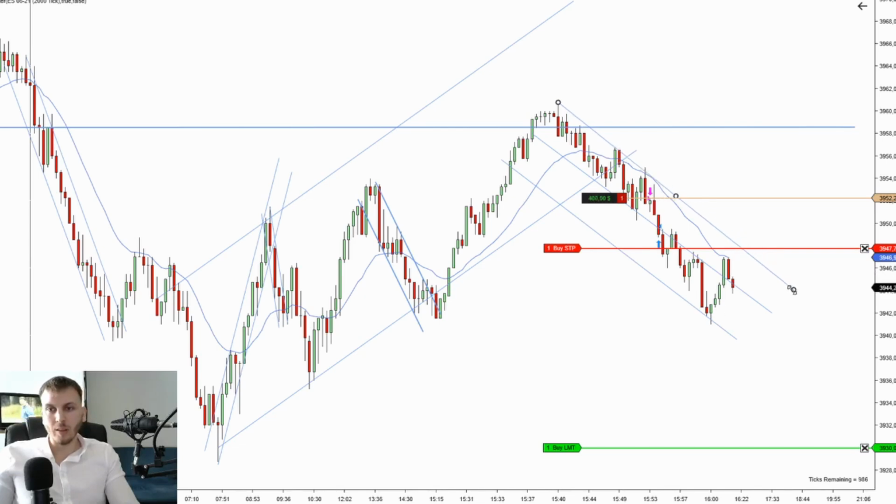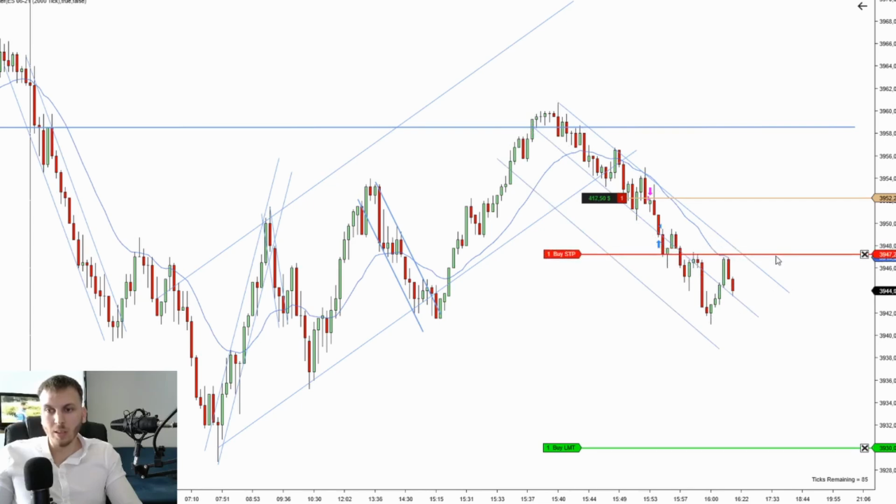Wondering if the trend line should be more like this. This fits. I'm gonna tighten my stop once again, one tick above this.